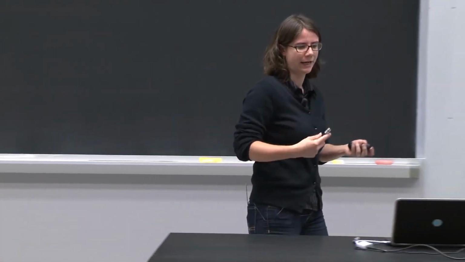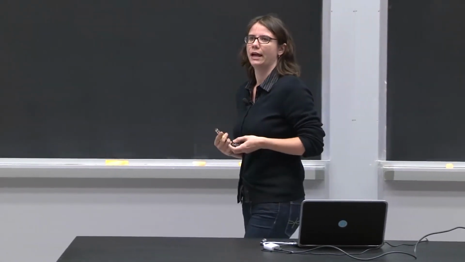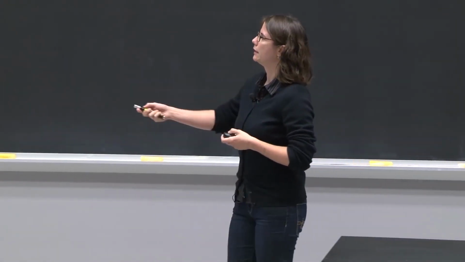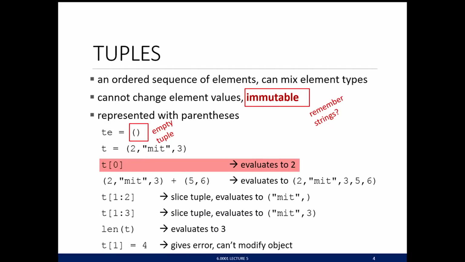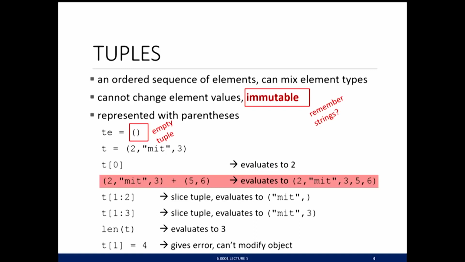Much like strings, we can index into tuples to find out values at particular indices. You read this as t at position 0. So the tuple represented by variable t at position 0 will evaluate to 2 because, again, we start counting from 0 in computer science. That gives us the first element. Just like strings, we can concatenate tuples together. That just means add them together. If we add these two tuples together, we just get back one larger tuple with the elements of those tuples put together.